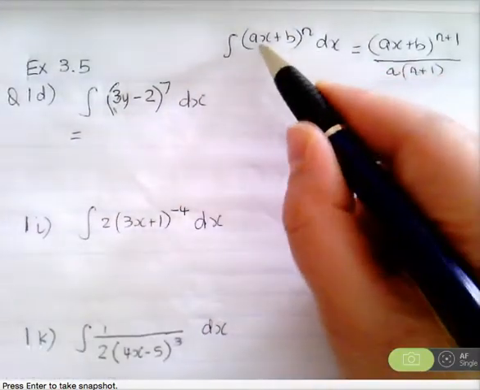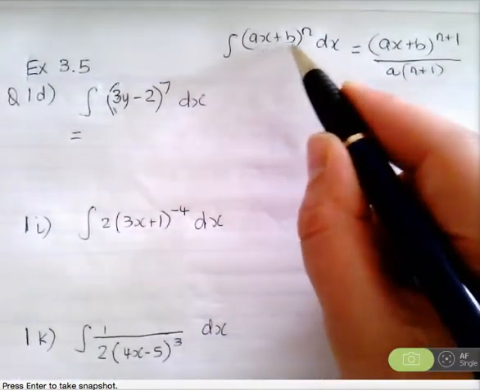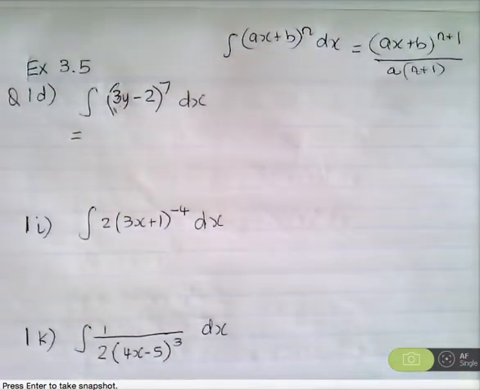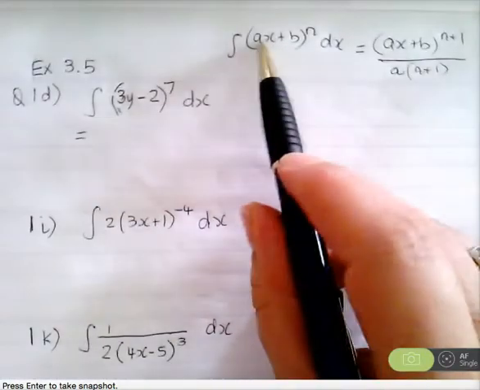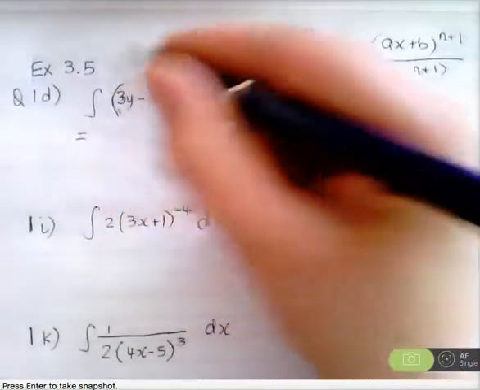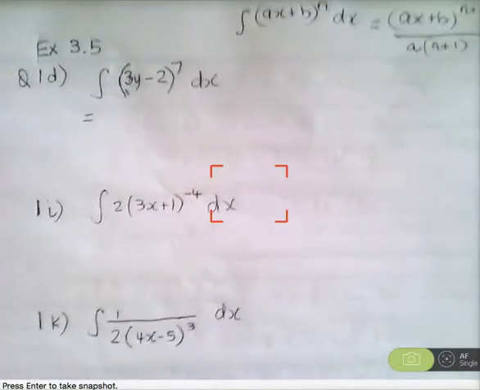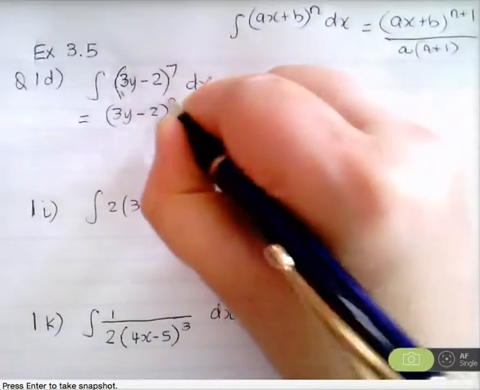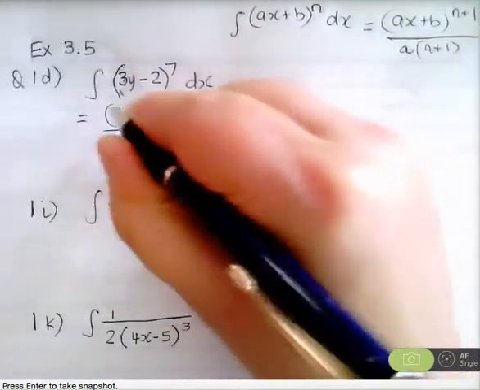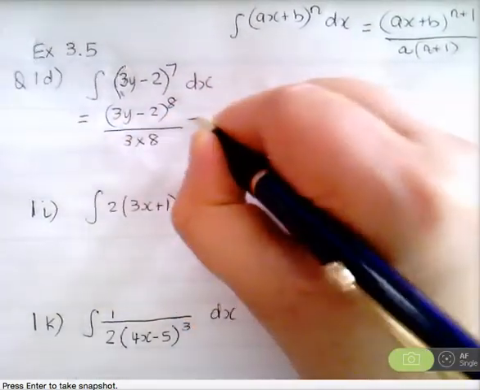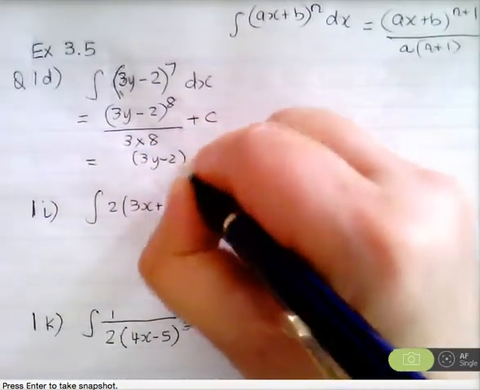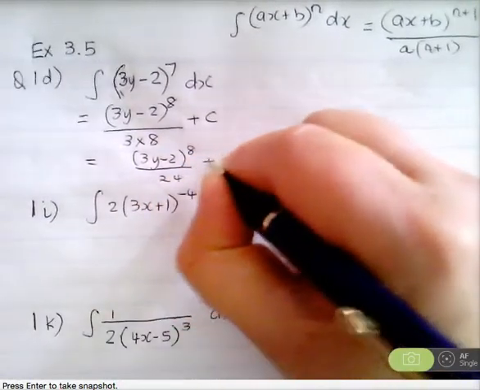We will not be asking you questions such as x squared plus 3 to the power of n. That will be part of the 3-unit course. It has to be of this format, ax plus b to the power of n. So the first one, we've just got 3y minus 2 to the power of 8 over 8, and we're timesing the bottom by the coefficient of the y, which is 3. So we've got 3y minus 2 to the 8 over 24 plus c.